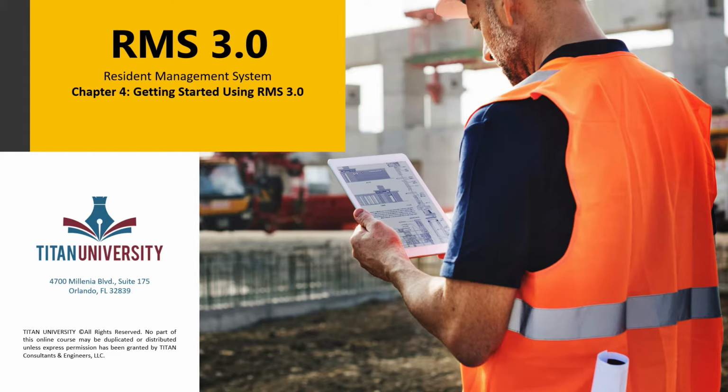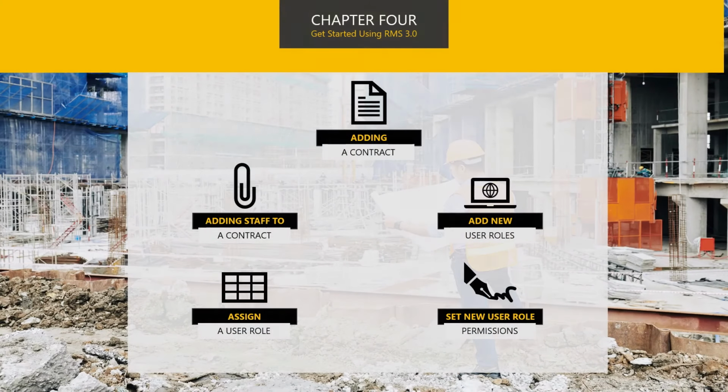Congratulations on passing the quiz. Let's get right into Chapter 4. In this chapter, we'll go over adding a contract into RMS, adding staff, adding user roles, assigning user roles, and setting new user role permissions.